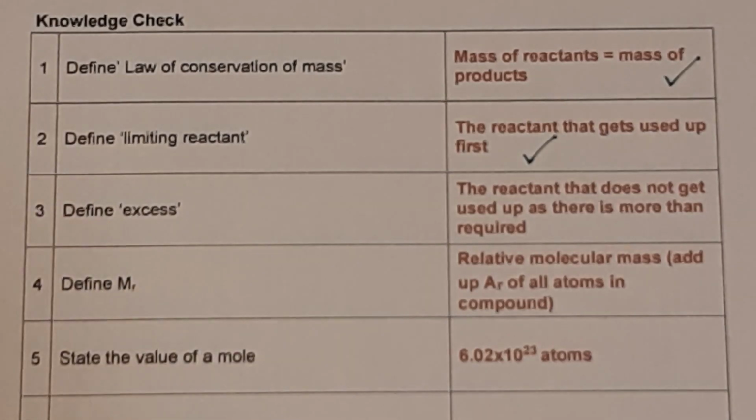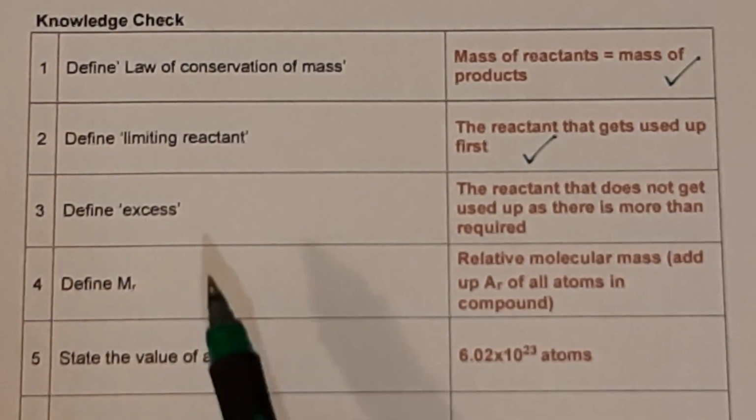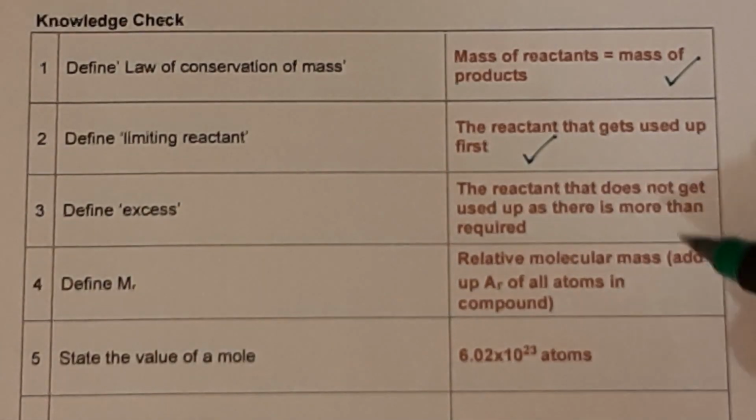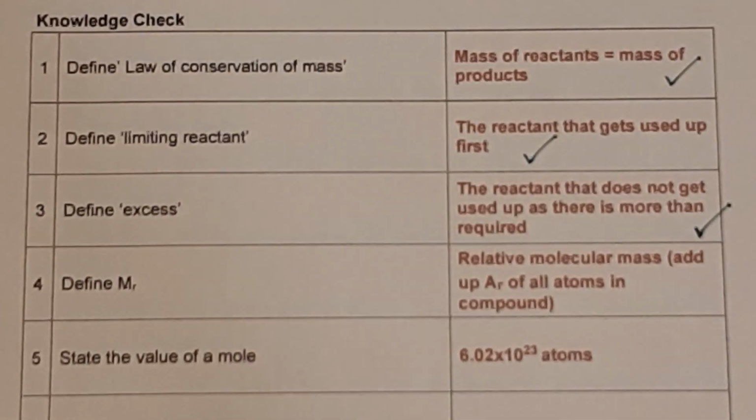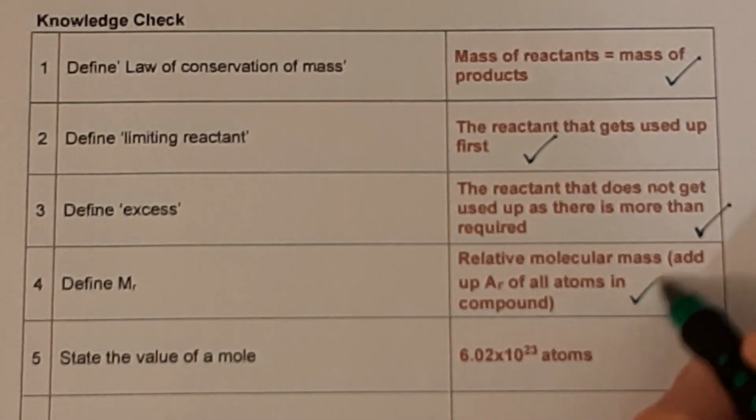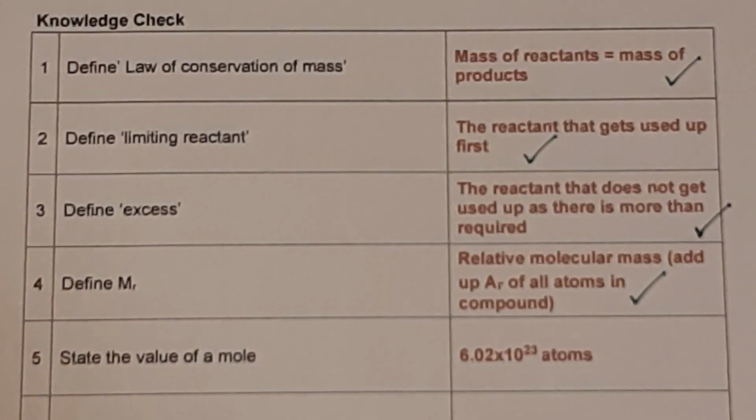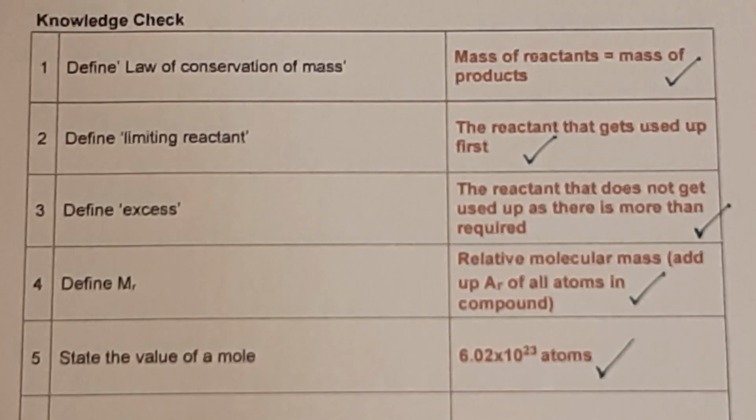Question 3, define excess. So the reactant that does not get used up as there is more than required. So the idea that there's more than enough of it for the reaction. There's excessive amounts, spare amounts. Define Mr, well that's the relative molecular mass, and to calculate that you can add up the Ar, the relative atomic mass, of all the atoms in the compound. Question 5, state the value of a mole. Well that is 6.02 times 10 to the 23, and usually we're talking about atoms.